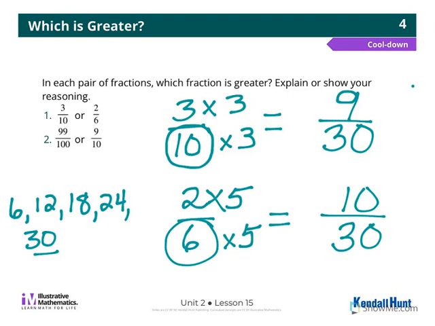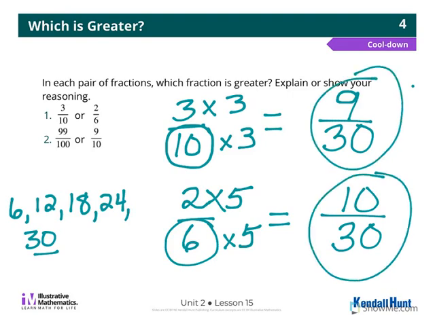Now I can look at these. I have 9/30 and I have 10/30. Well, 10/30 is one more 30th. So 10/30 belongs to 2/6. That is the equivalent fraction. Therefore, 2/6 is greater than 3/10.